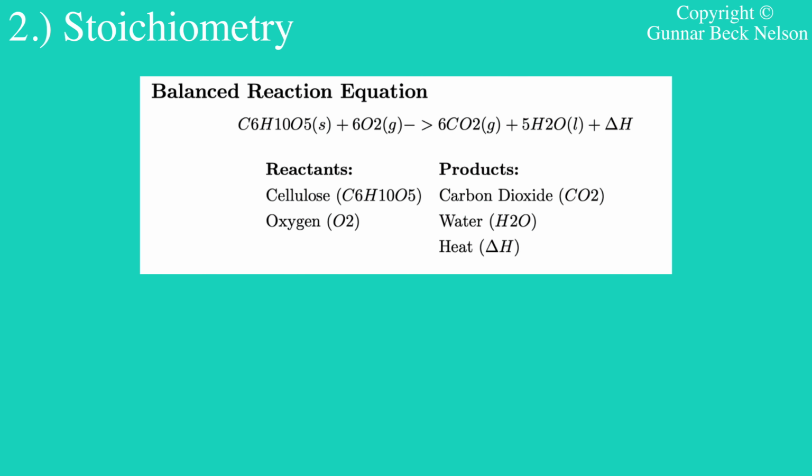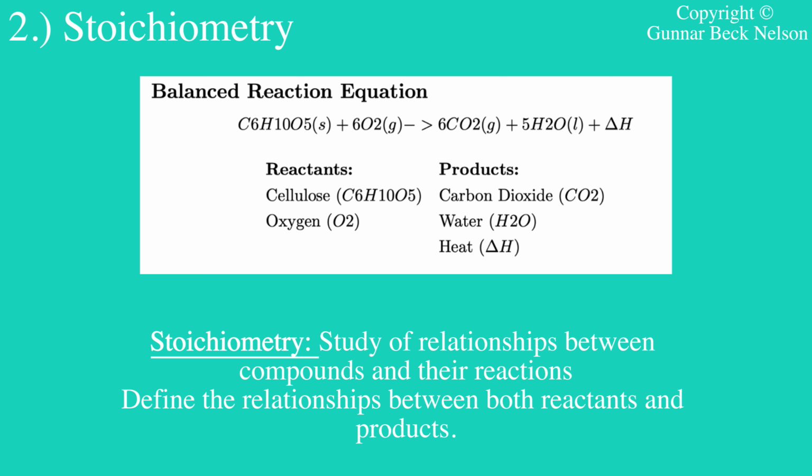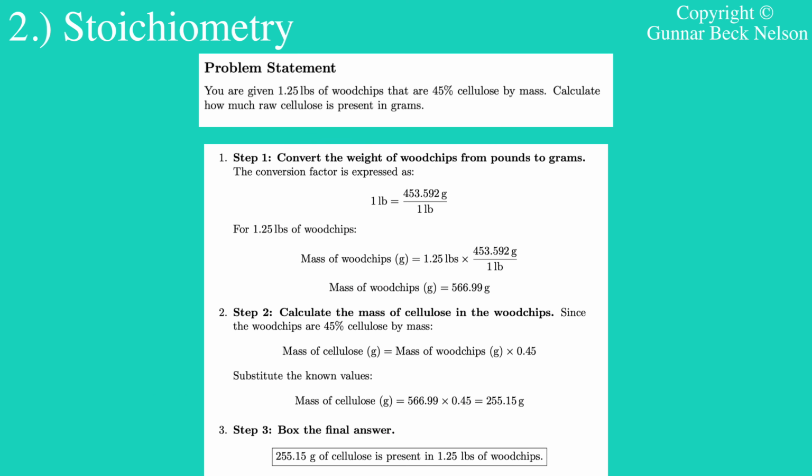Now to account for how a chemical reaction actually synthesizes, we can analyze such by using stoichiometry, which defines the relationships between both reactants and products. So in chemistry, we rely on the metric system. A big majority of chemical calculations deal with fractional unit conversion.